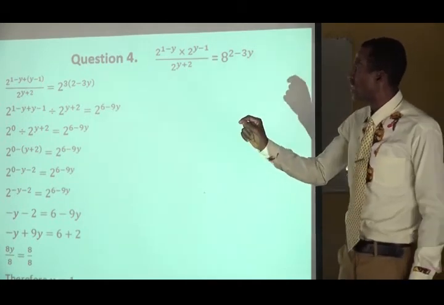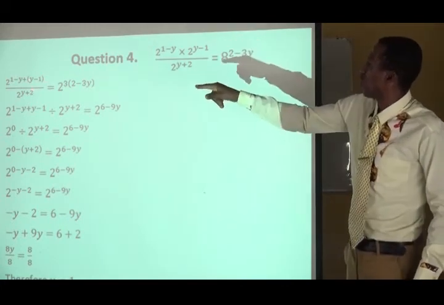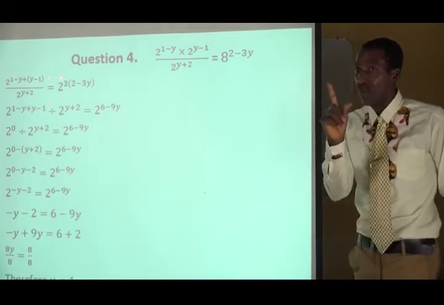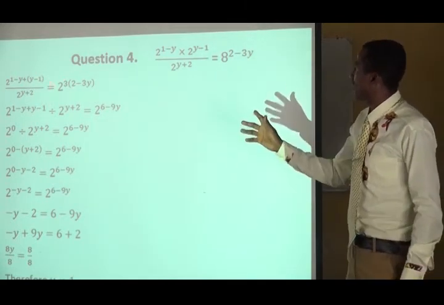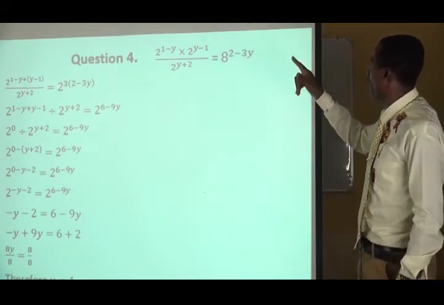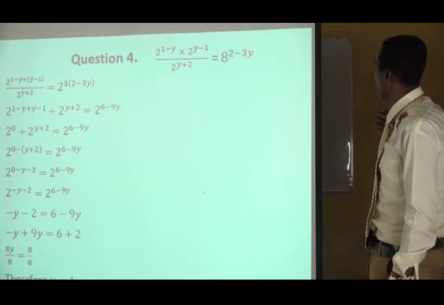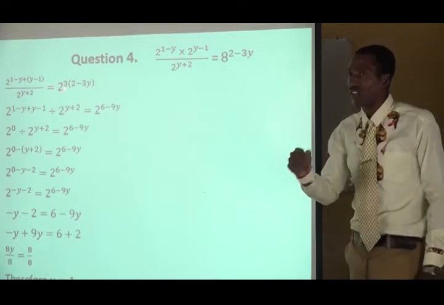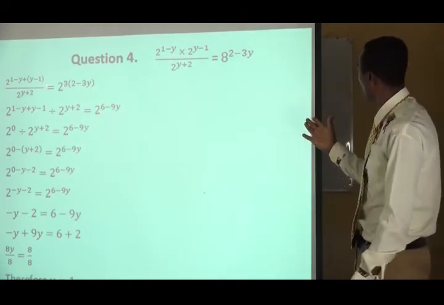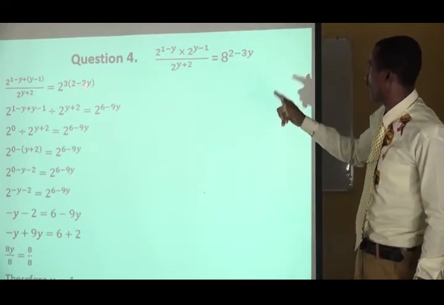The bracket is essential because it could affect the sign. If that plus were negative, automatically the negative sign in the bracket would have been affected. So the bracket is very, very paramount there. So that becomes 2 to the power of 1 minus y plus bracket y minus 1, all over 2 to the power of y plus 2. And the right-hand side, 8 can be written in index form as 2 to the power of 3, because 2 times 2 times 2, in 3 places, gives you 8. So we now have 2 to the power of 3 into 2 minus 3y.